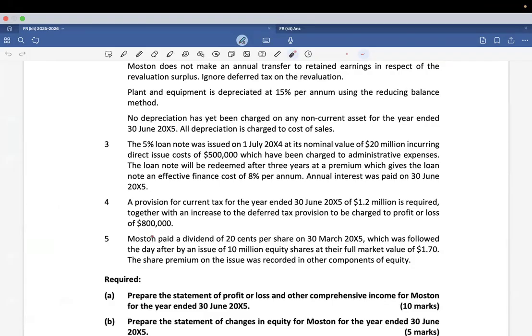Clear? Start doing. The FS part, I'll teach you how to do. Clear?